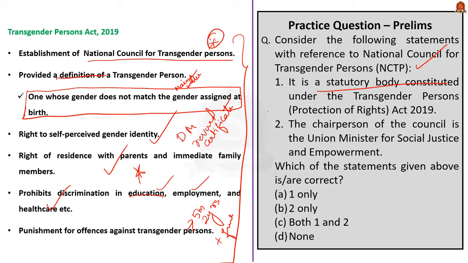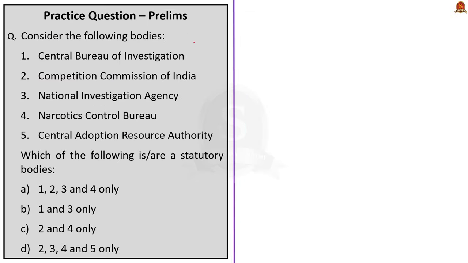Here both the statements are correct. NCTP is actually a statutory body and the chairman of the council is the Union Minister for Social Justice and Empowerment. So the correct answer for this particular question is option C, both 1 and 2. Look at this question. These are all some of the bodies that were frequently in news. That is why I have chosen this particular question. Okay, look at this first body.